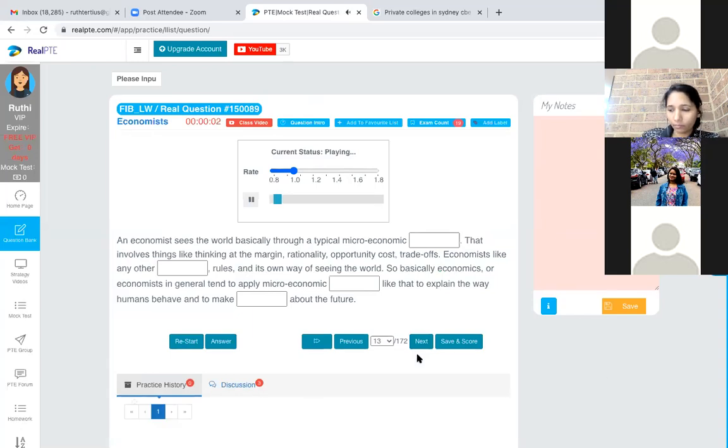An economist sees the world basically through a typical microeconomic toolkit. That involves things like thinking at the margin, rationality, opportunity cost, trade-offs. Economists, like any other discipline, rules, and its own way of seeing the world. So basically, economics, or economists in general, tend to apply microeconomic concepts like that to explain the way humans behave and to make predictions about the future.